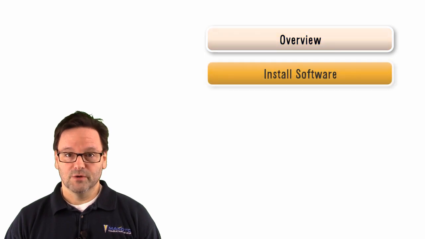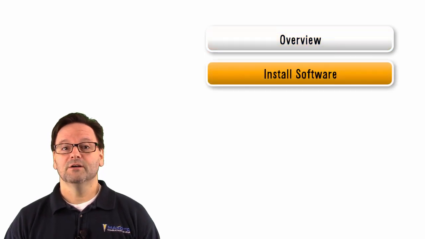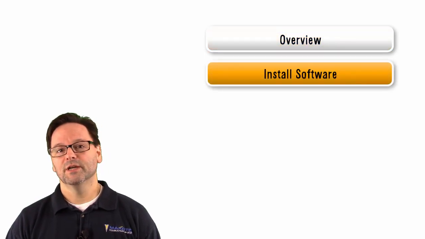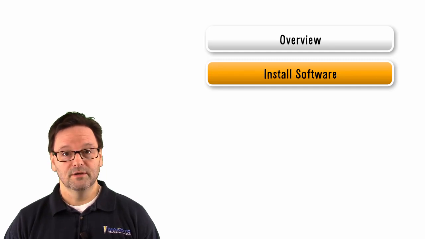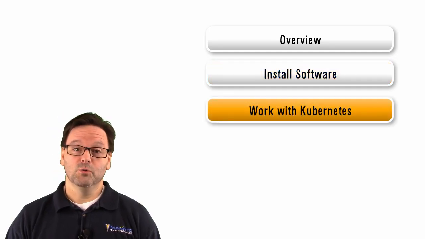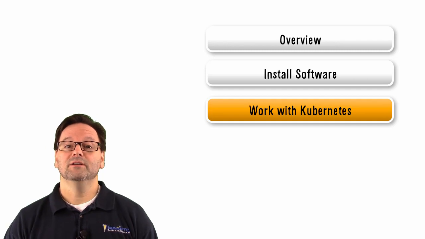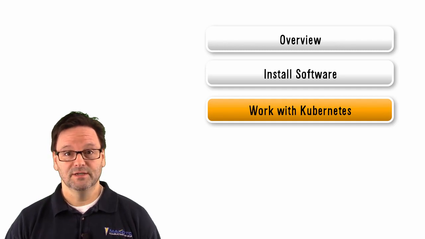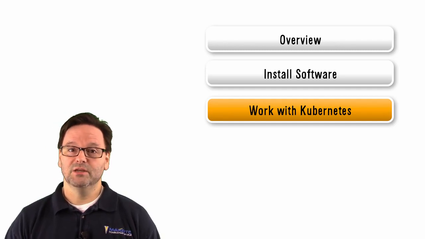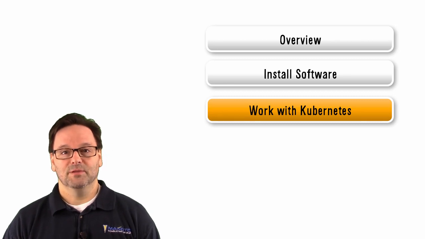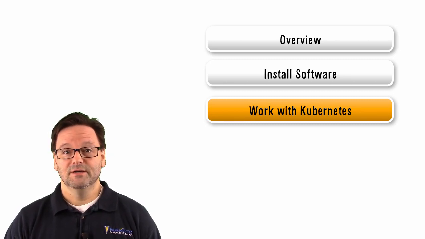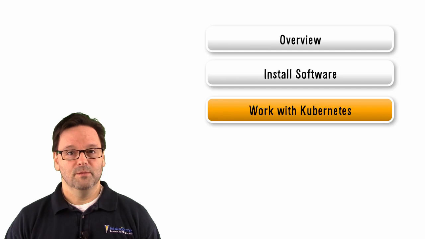A Kubernetes overview. We'll install the requisite software, including Docker, Virtualbox, Node.js, and Minikube. Then I'll show you how to work with the Kubernetes application, first by creating a containerized application, deploying the application to Minikube, and then managing the application with Kubectl and the Kubernetes dashboard web UI.